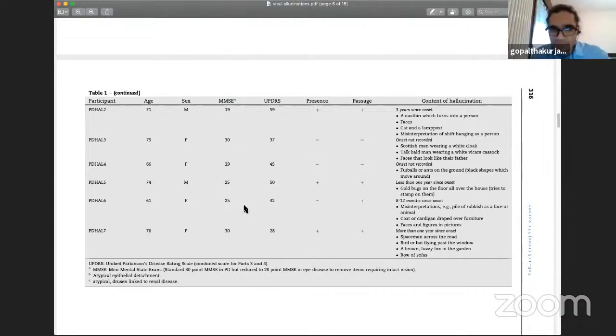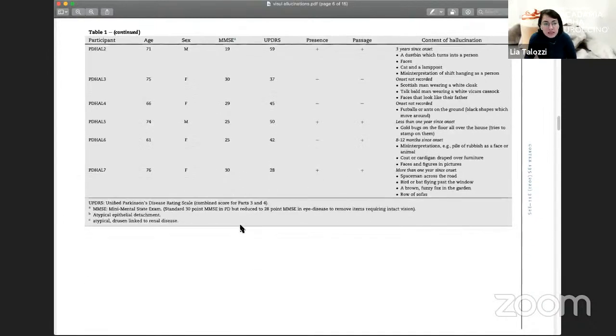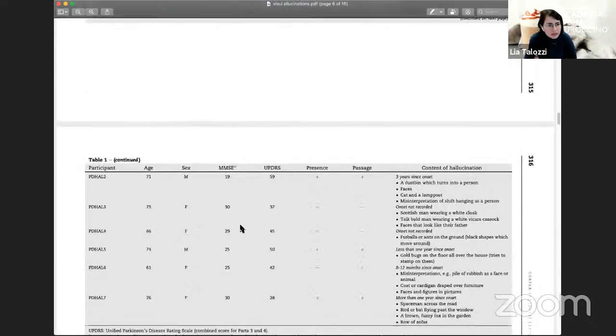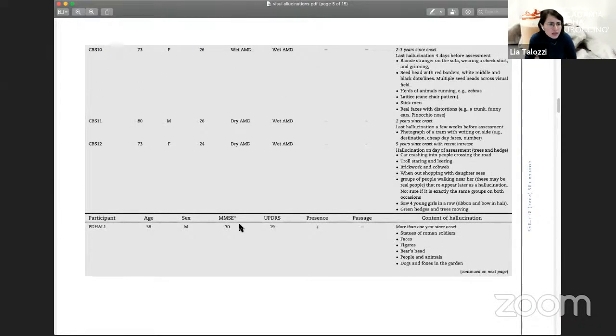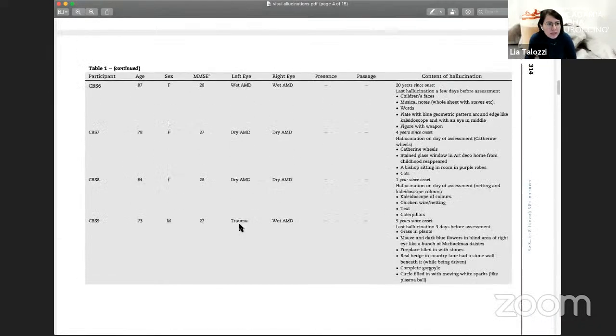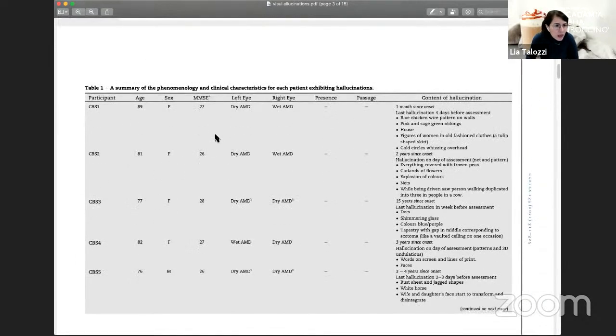This was the question. So for the answer to that, they did the Mini-Mental State Examination to see, and they reported that the groups were not different. Actually, maybe the score seems lower for the Charles Bonnet group.